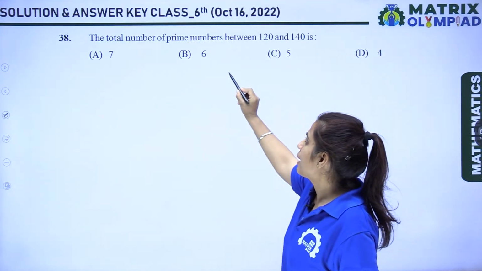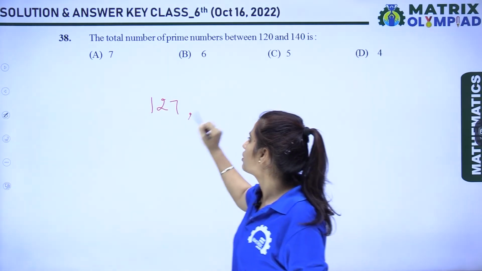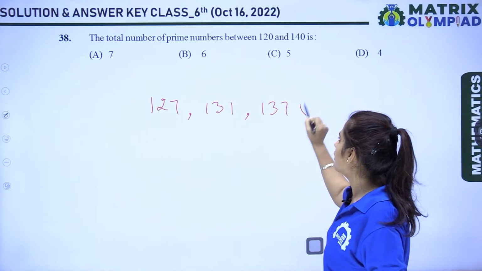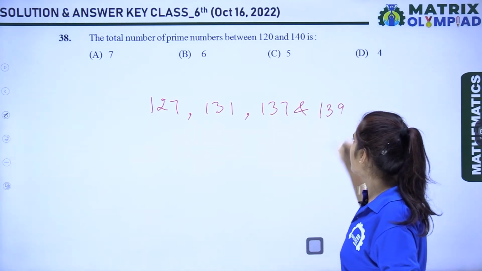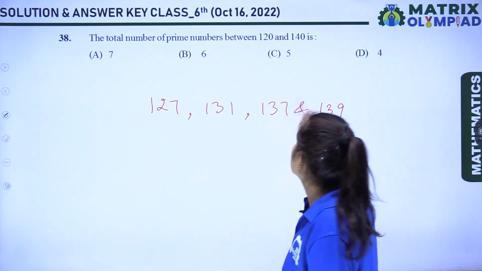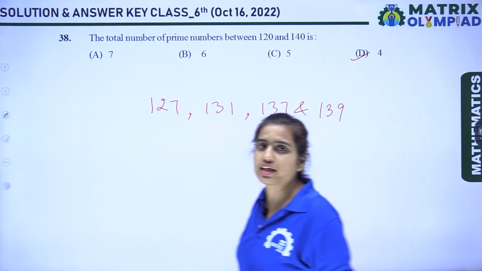The total number of prime numbers between 120 and 140 is 127, 131, 137 and 139. So these are the 4 prime numbers which lie between 120 and 140. So option D is the correct answer.